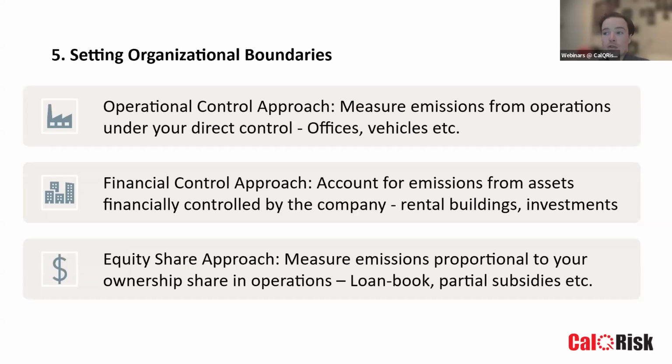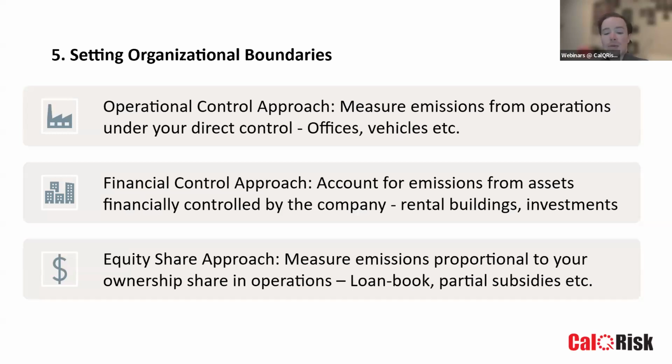You have the operational control approach where you'll measure effectively your scope 1 and 2 emissions, areas that are under your direct control as a business. And you can say, look, that's what we're doing and we're going to work on scope 3 going forward. You can take a financial control approach where you will account for emissions from assets, investments, and things controlled by the building. If it's a rental building, that will fall into your scope 3 because they're tenant emissions, but you're also going to be calculating them.